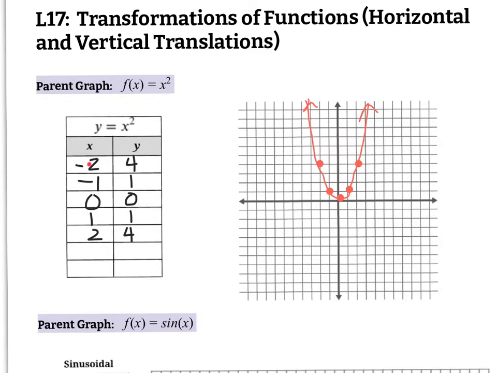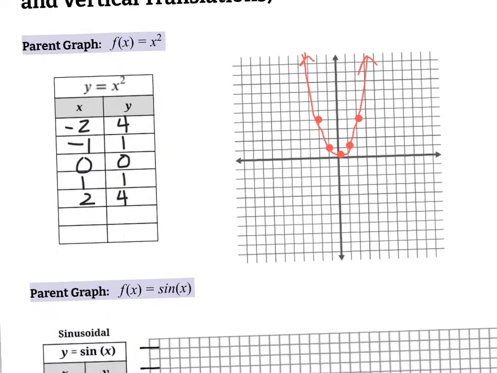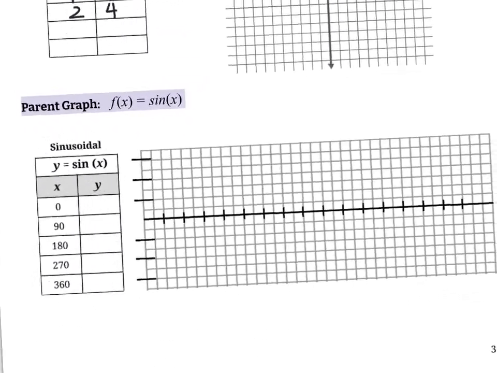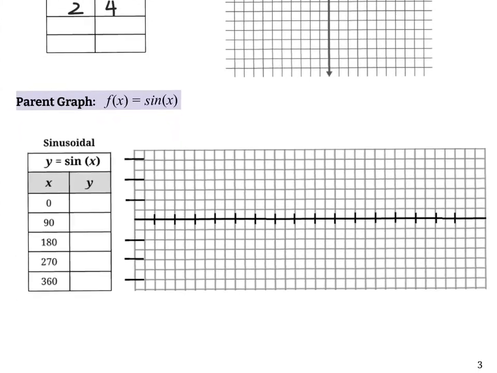But now that we know the basic points of this parent function, let's do the basic points of another parent function, y equals sine x. So I gave you here the x values that are going to work well: 0, 90, 180, 270, and 360. So if you put in 0 into here, sine of 0 is going to be 0. Sine of 90 is going to be 1. Sine of 180 is 0. Sine of 270 is -1. And sine of 360 is 0.